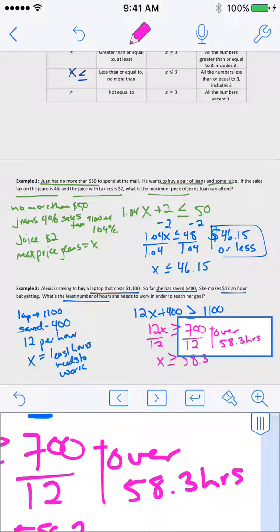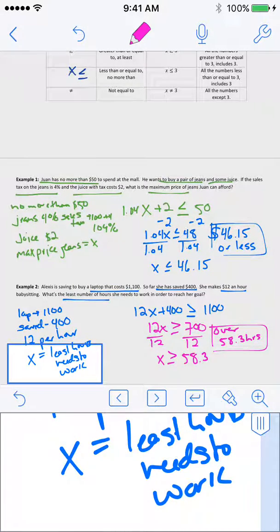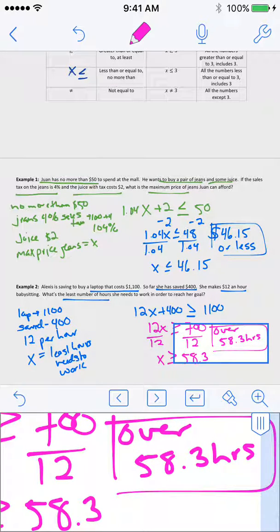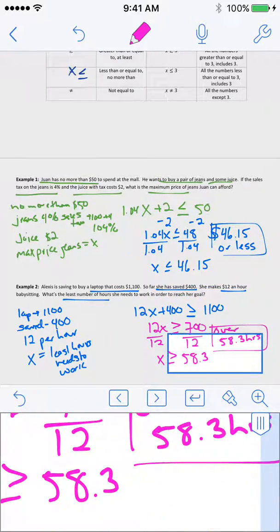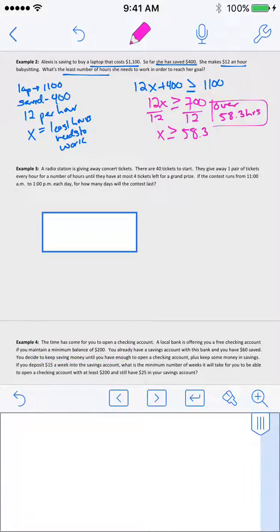Now I've included the decimal here because it's not just 58. If she works over 58, well, 58.2 is over 58 hours, right? But she still won't have enough money. So she's got to work over 58.3. However, if you said over 59, you would still be right. So be careful with stuff like that. Alrighty, it's pretty much the same as the last problem, right? So that shouldn't have been too crazy. If you have any questions, though, you can stop the video and ask them now.